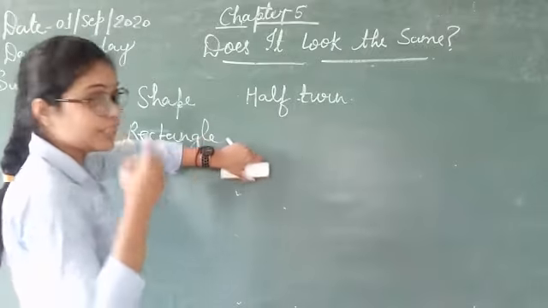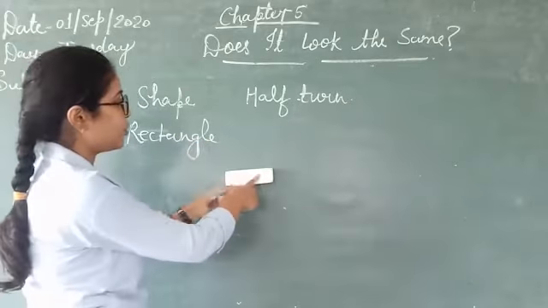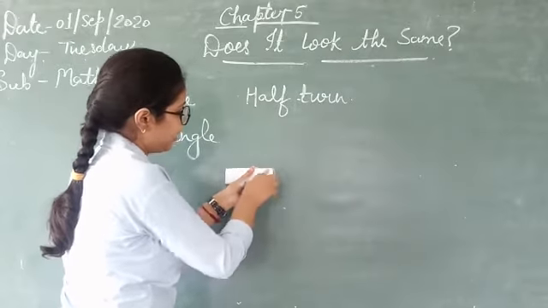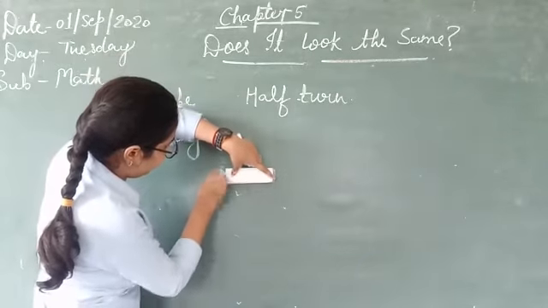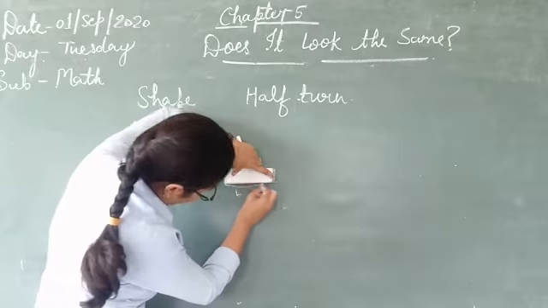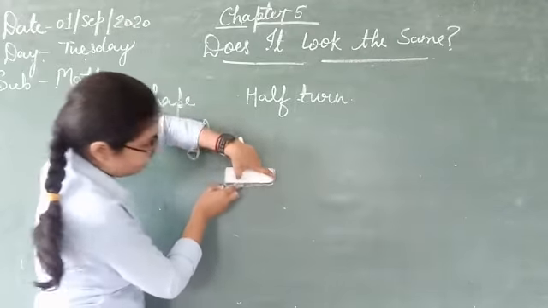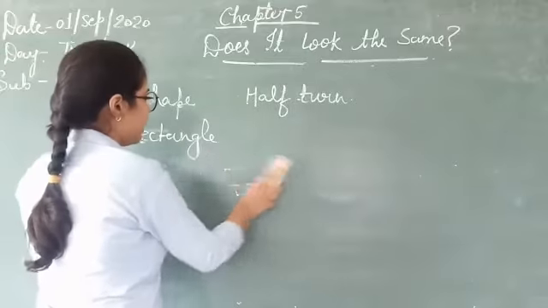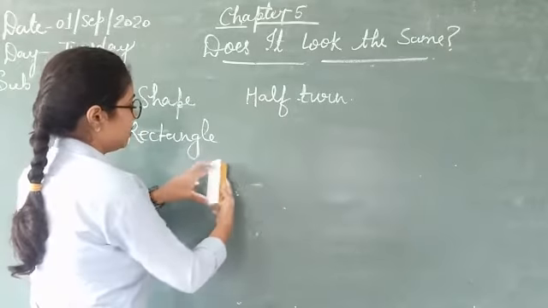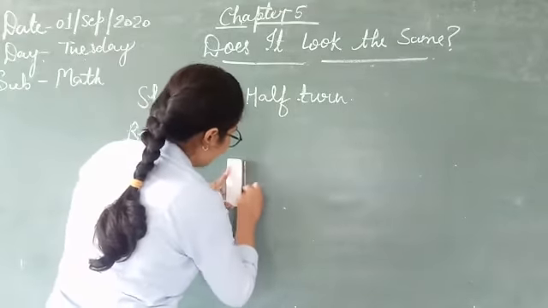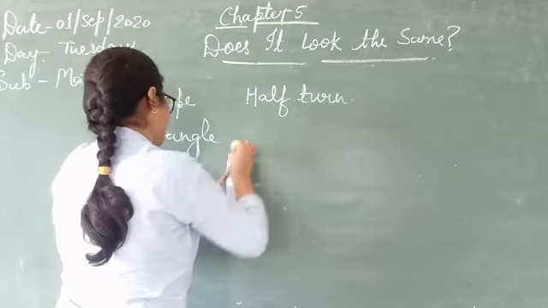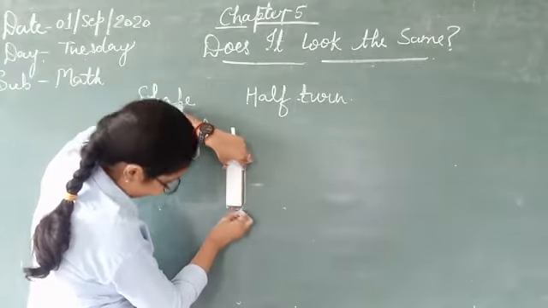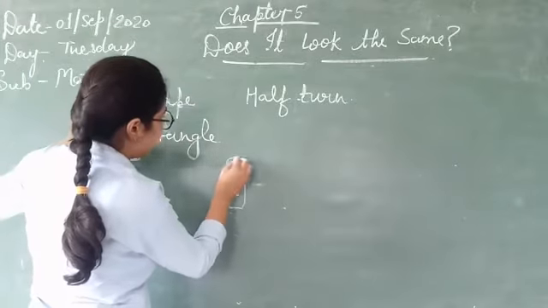So for this, what do you have to do? You have to trace the shape on a sheet of paper, as I am tracing it here. So this is my rectangle. Or you can draw it like this. You can place it like this. Okay, it is bigger. So here this is my rectangle.